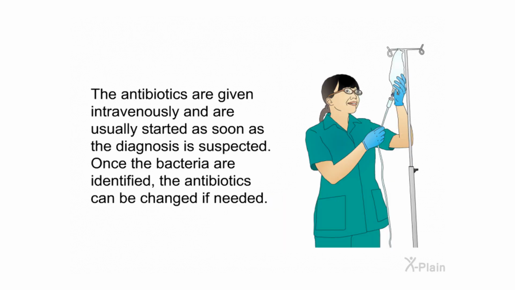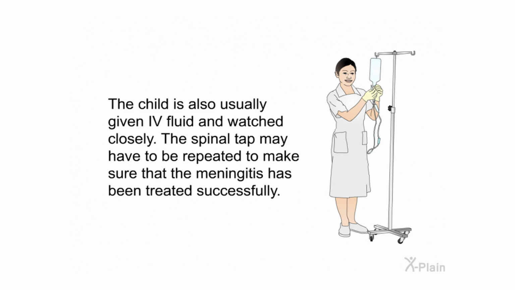The antibiotics are given intravenously and are usually started as soon as the diagnosis is suspected. Once the bacteria are identified, the antibiotics can be changed if needed. The child is also usually given IV fluid and watched closely. The spinal tap may have to be repeated to make sure that the meningitis has been treated successfully.